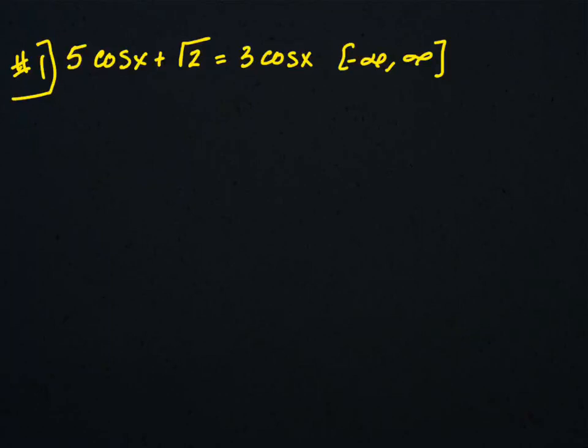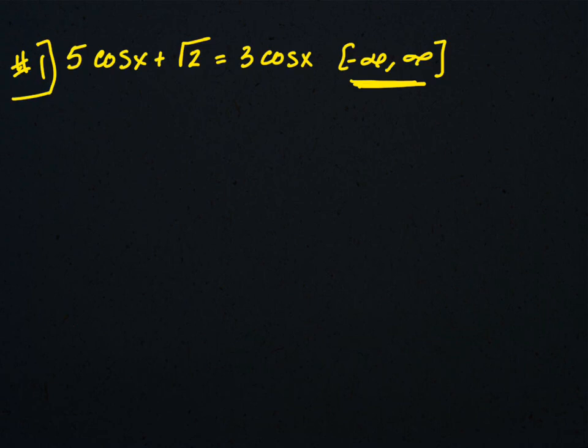Okay, this is number 1. We're going to solve this by isolating the expression. Here's our expression, and that means we get cosine on one side and everything else on the other, and then we'll be able to solve it. And notice they want the answer from negative infinity to infinity, so we'll talk about that in a minute.